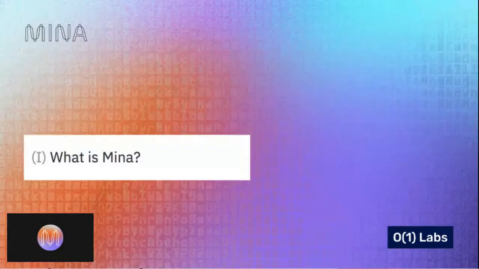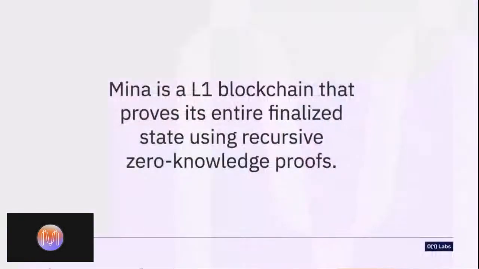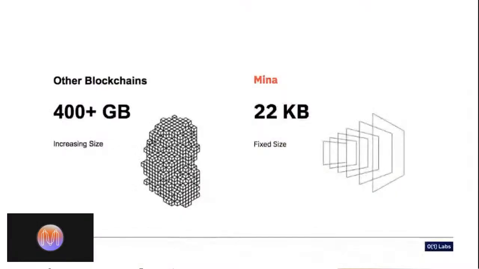So what's Mina? Mina is a layer 1 blockchain that proves its entire finalized state using recursive zero-knowledge proofs. That's kind of wordy, but the idea is pretty simple. Other blockchains work by taking a bunch of signed requests and basically doing them all in public and summing these requests together in order to get the current finalized state. This is cool because it means that you can have verifiable computation, but the problem is that it relies on everybody being able to see everything that's happening, so privacy is hard, and it also requires that you remember the entire history of the blockchain. So it becomes increasingly difficult to decentralize over time.